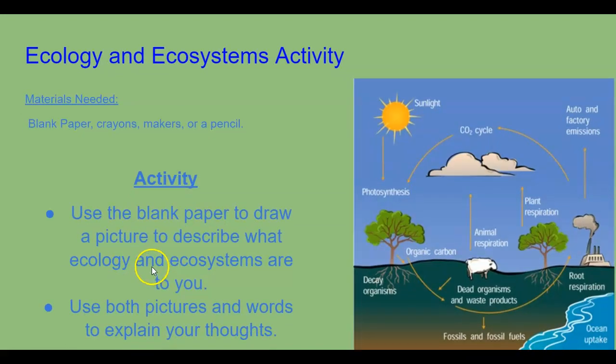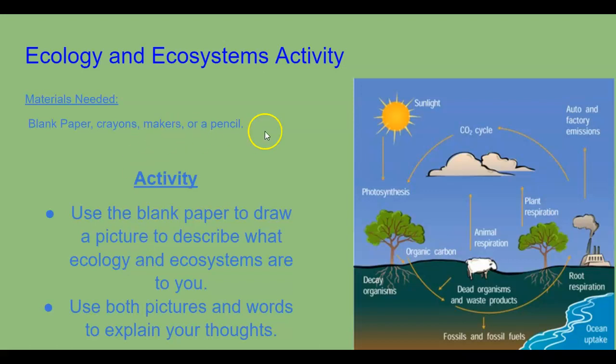The materials you're going to need are a blank piece of paper. You can use crayons, markers, and a pencil. Your activity is to use that blank piece of paper to draw a picture to describe what ecology and an ecosystem mean to you. So what do those mean to you? You can use both pictures and words to explain your thoughts. I do want you to use pictures and words to help me understand your thought process in your picture.